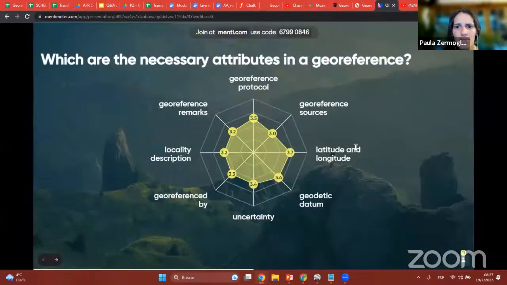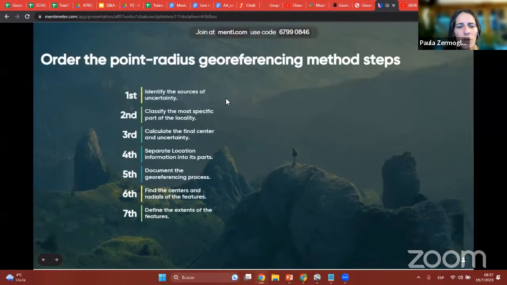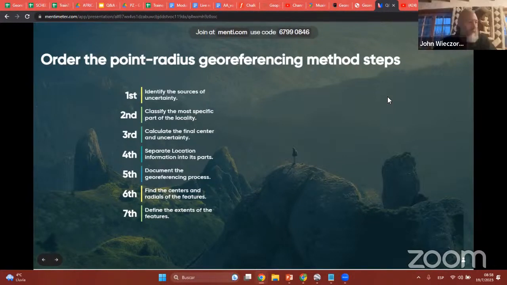The next question is in the same Menti. We have a series of steps here that on the screen are not in the correct order, and we will ask you to order those steps in our georeferencing method. This means, what do we do first? What do we do next? And so on. These 7 steps that we need to order. This one will take some time and thinking. That's okay.